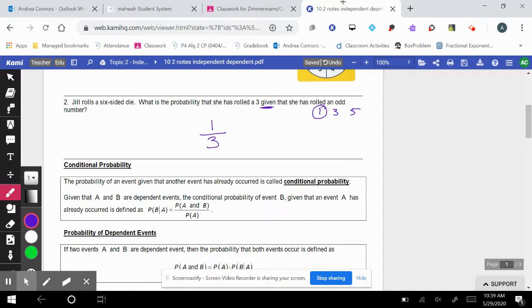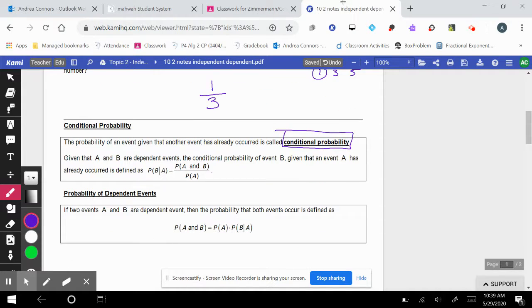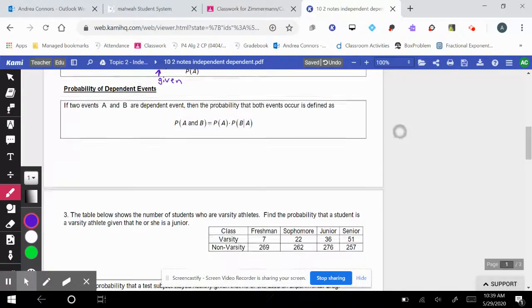So the probability of an event given that another event has already occurred is called a conditional probability. Given that A and B are dependent events, the conditional probability of event B given that an event A has already occurred is defined as P of B given A, that little line just means given, is the probability of A and B divided by just the probability of A, which is what we did here. If two events A and B are dependent events, then the probability that both events occur is defined as the probability of A and B is the probability of A times the probability of B given A. That line just means given.